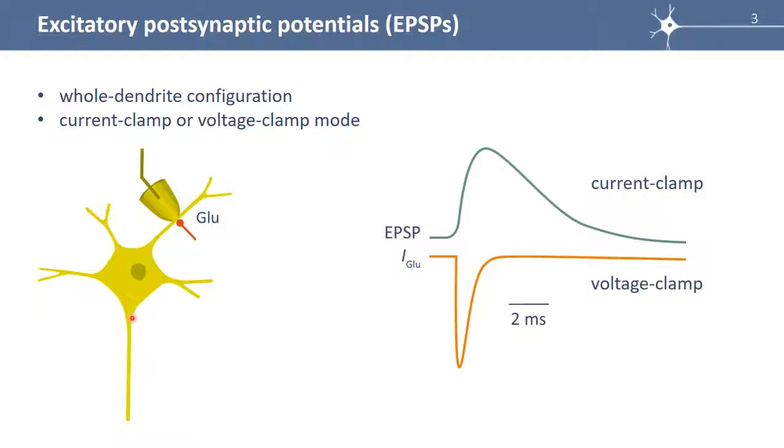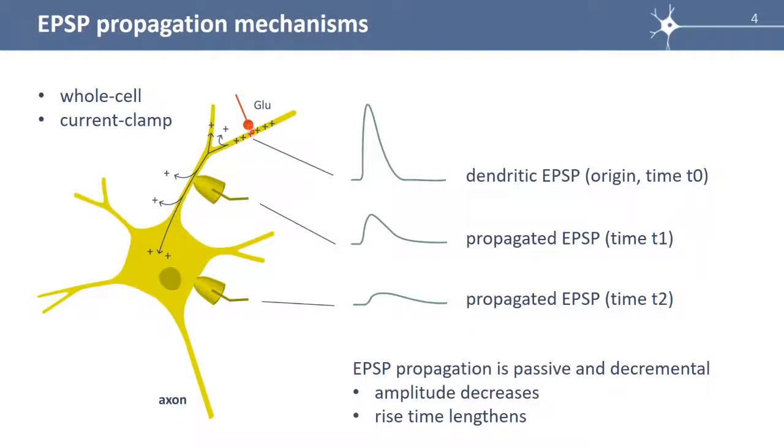I remind you that what is very important is what happens here in the axon initial segment, because it is there that the sodium channels can be activated and give rise to an action potential. How does this EPSP propagate? We now record at two sites, the dendritic site here and a somatic site here, in whole cell configuration and current clamp mode to record changes of membrane potential.